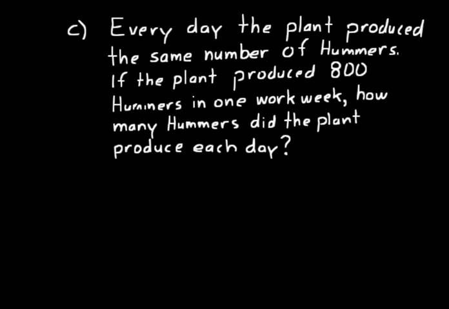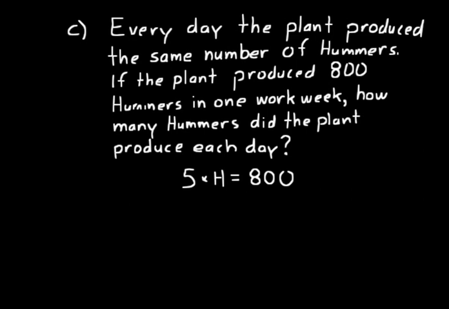Well, a work week, that's like 5 days. We'll assume that that's 5 days. So if we multiply the number of days times the number of hummers, which we don't know, that were built each day, we know that that total should equal 800. So in this problem, we're trying to figure out how many are in each group. Or in other words, how many hummers are built each day.